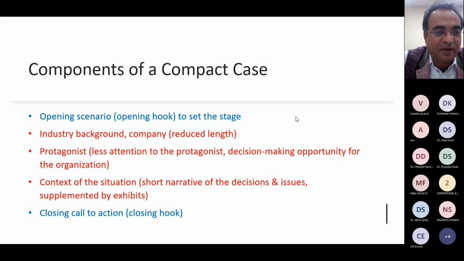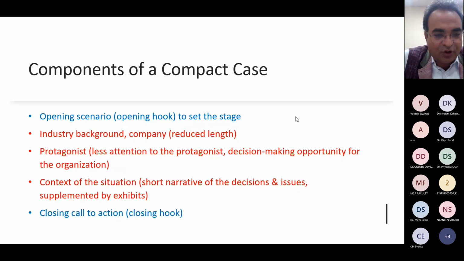Anybody else who could probably clarify why they are in red and what it could mean for a compact case if you're comparing with a typical case or a traditional case? So this will be heavily abridged, concise, precise. Yes.